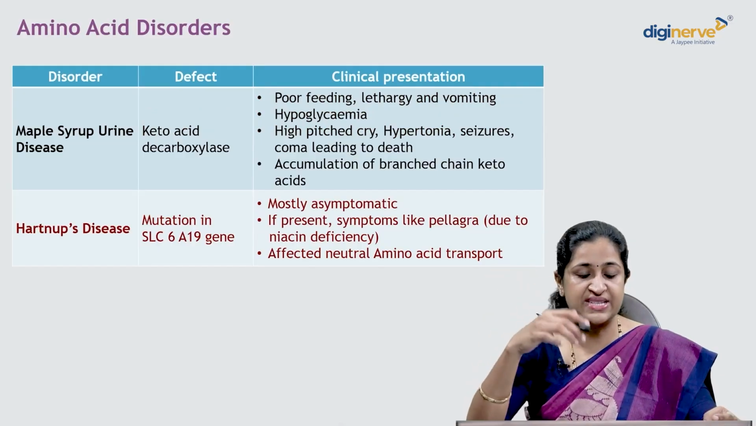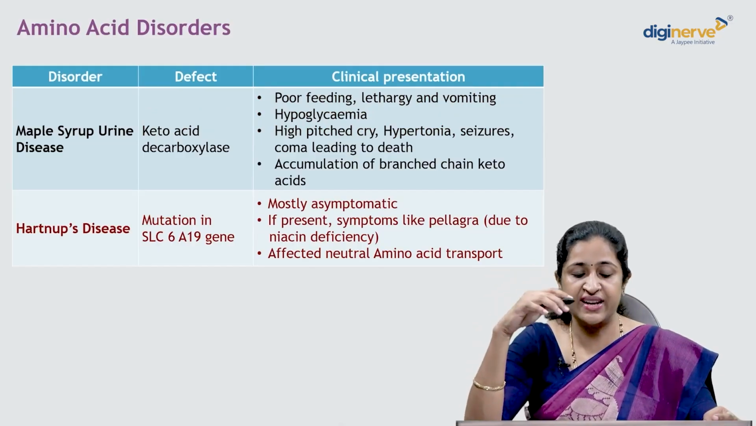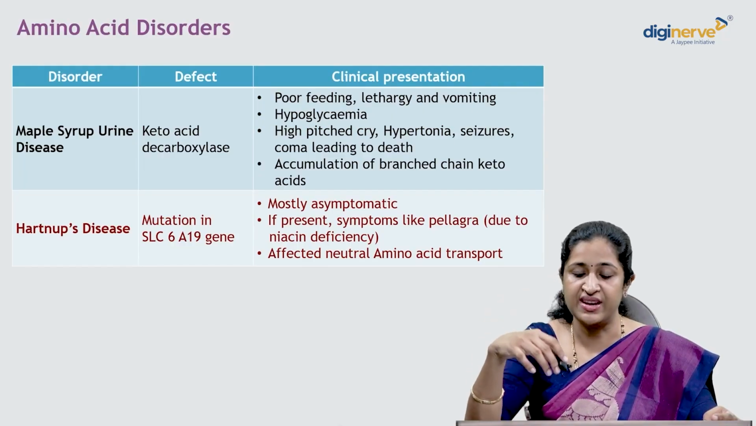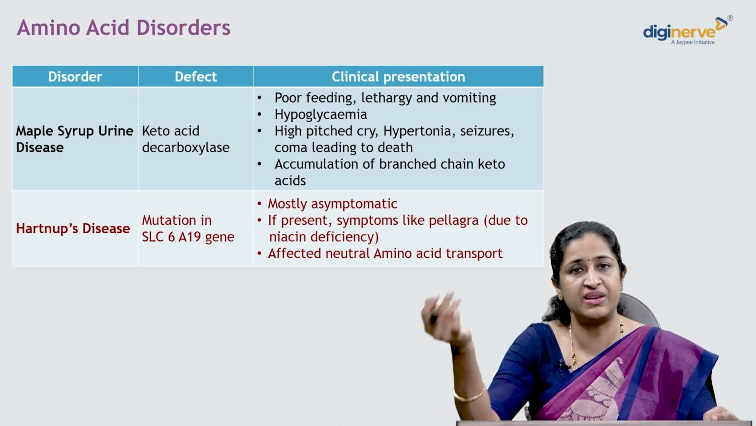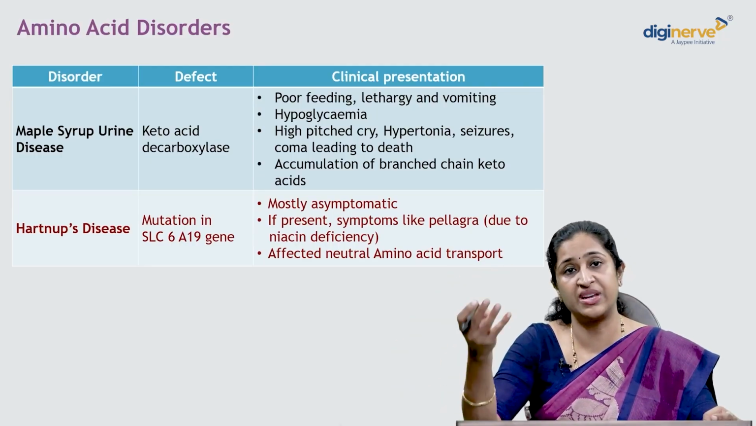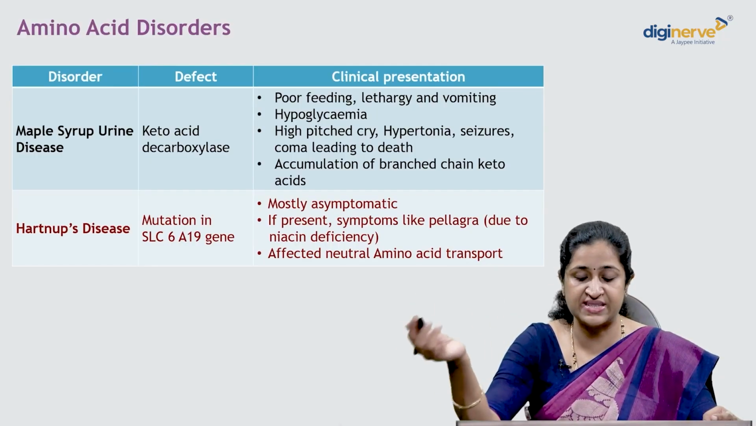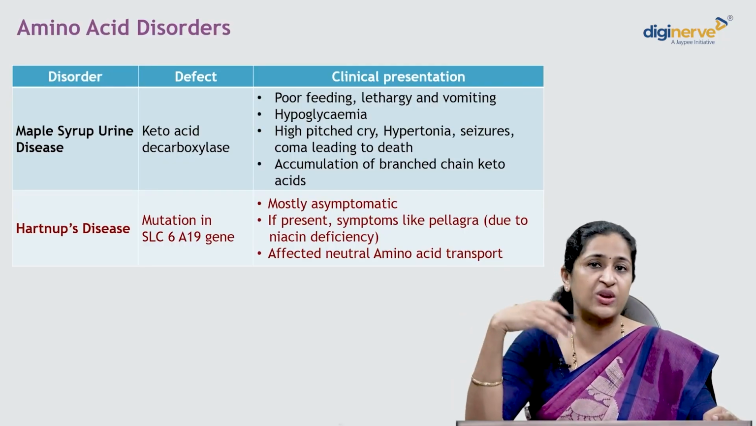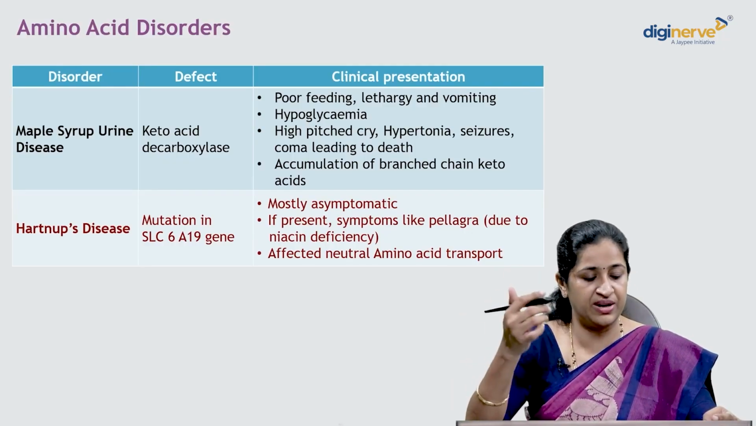Maple syrup urine disease, here you have the keto acid decarboxylase deficiency. Here the child is sick, you have poor feeding, lethargy, vomiting, hypoglycemia, continuous crying, hypertonia, seizures going to status epilepticus and death, and these branched chain keto acids are accumulated in the blood.